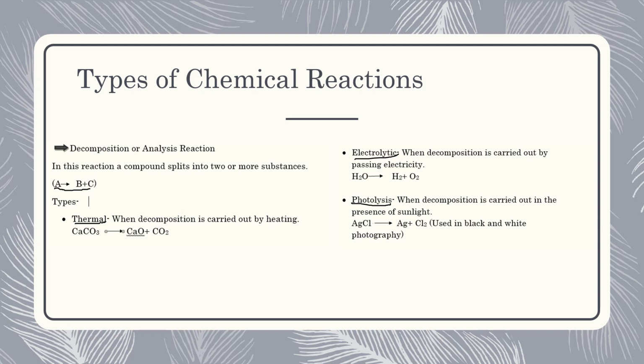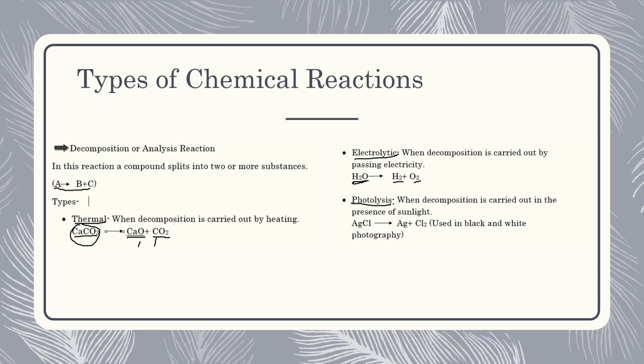The types we see, the first one, as I said, is carried out by heating. An example we can take is CaCO3, calcium carbonate, which gives us CaO, calcium oxide, and CO2, carbon dioxide. As we see, one compound is split into two of them. Then we go to electrolytic reaction, which is when the decomposition is carried out by passing electricity. So as you can see, hydroelectricity, H2O, in the dams they make electricity through water, right? So they use this way. By passing electricity, we can separate this compound H2O, which gives us H2 and O2.